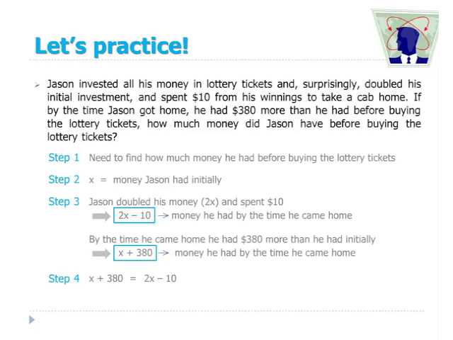Step 4. x plus 380 equals 2x minus 10, so 390 equals x. We can check this answer. If Jason had $390, then he doubled it to $780 and then spent $10. Then he had 780 minus 10 equals $770. If initially he had $390 and when he came home he had $380 more, then he had a total of 380 plus 390 equals 770. Since 390 works for both statements in the question, it is the correct answer.